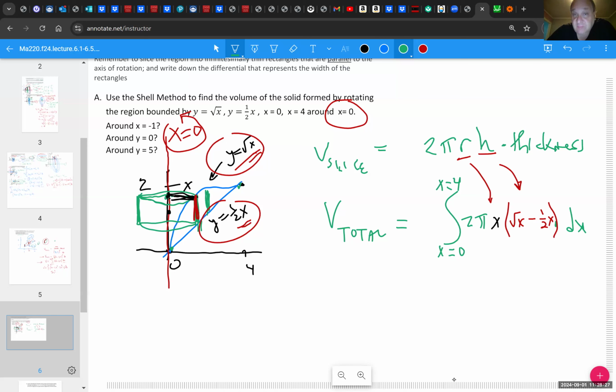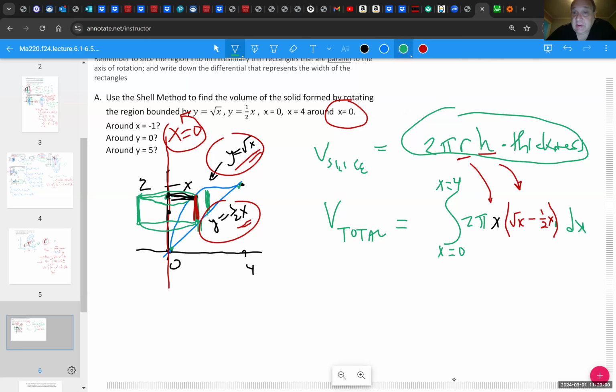This region revolved around the line x equals 0 makes a sort of three-dimensional shape, using this thing called the shell method. The shell method uses 2 pi RH times the thickness. And if you remember from our previous section, we did the disk method, which was pi r squared times the thickness. So pi r squared times thickness, or 2 pi RH times the thickness. Those are the two different formulas, the two different cross sections we get for the disk method and the shell method.